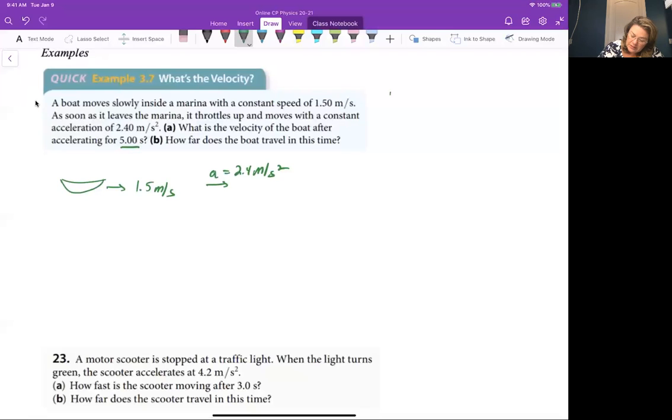So let's make a list of all of my variables. I'm going to call this the x direction. So delta x, I don't know it. They asked for it, so we're going to have to find it. V initial, did they tell me it? Yep, they told me that it started off at 1.5 meters per second, so we need to identify that as my initial velocity. Final velocity, did they tell me that? No, but they asked for it. That's actually this right here. That's the final velocity. Acceleration, did they tell me it? Yep, 2.4 meters per second squared.